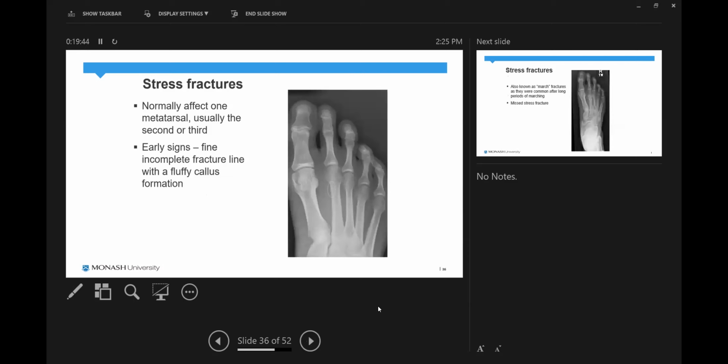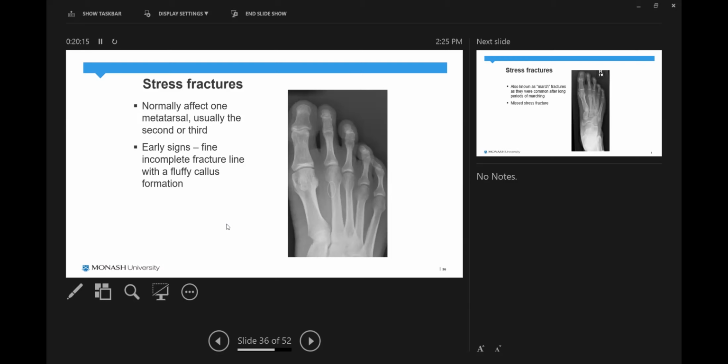So stress fracture normally occurs through prolonged exercise. It tends to affect one metatarsal and quite often the second or the third. Plain X-rays are not as sensitive immediately when the patient starts complaining of pain. Sometimes you might see some early signs of fluffiness, which would indicate early callus formation. CT or even nuclear medicine is quite useful.